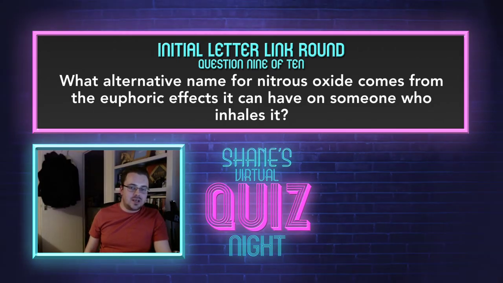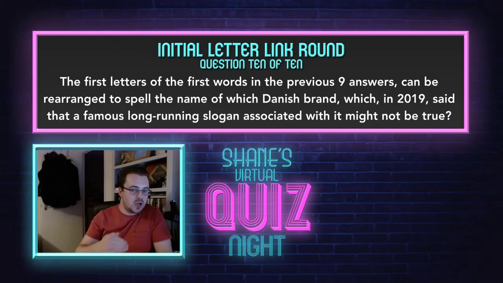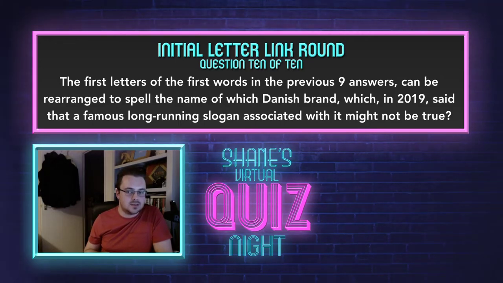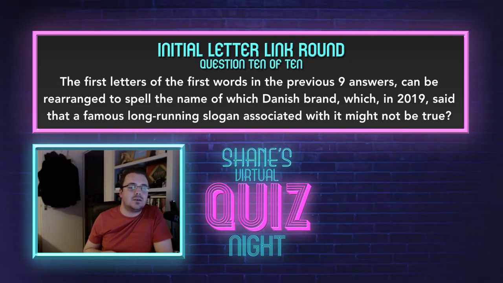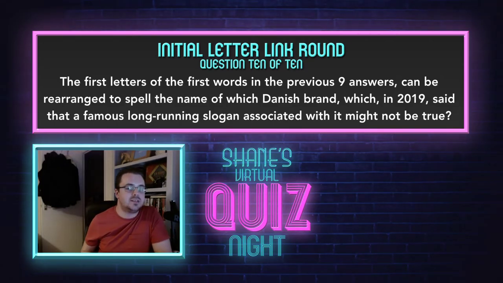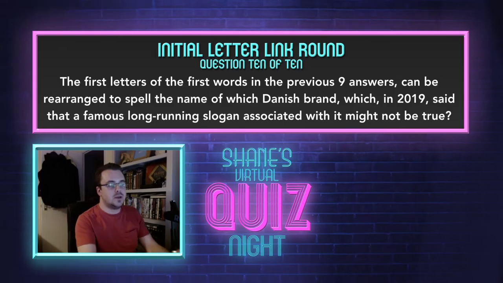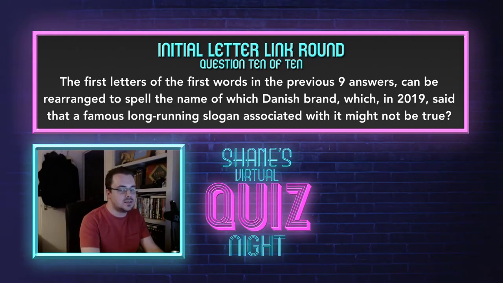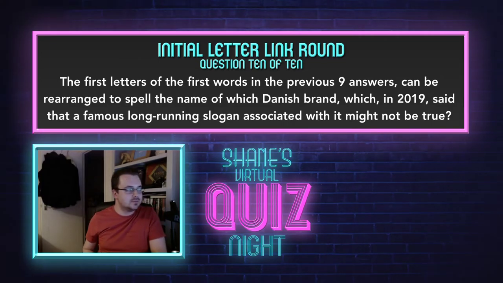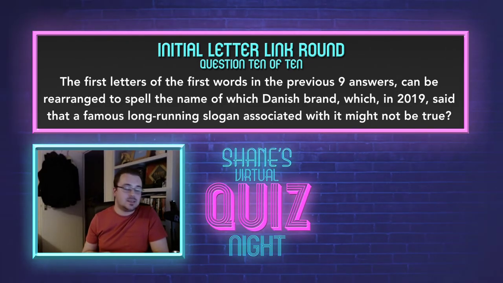And so, your final question is, the first letters of the first words in the previous 9 answers can be rearranged to spell the name of which Danish brand, which in 2019 said that a famous long-running slogan associated with it might not be true. So you take the first letters of the first words in your previous 9 answers, mix them up, and it's like an anagram, and it should spell out the answer to this question.